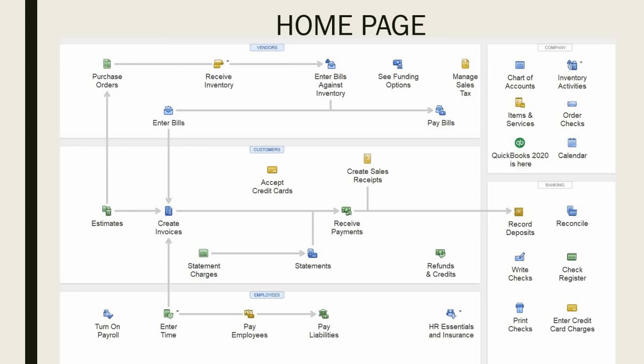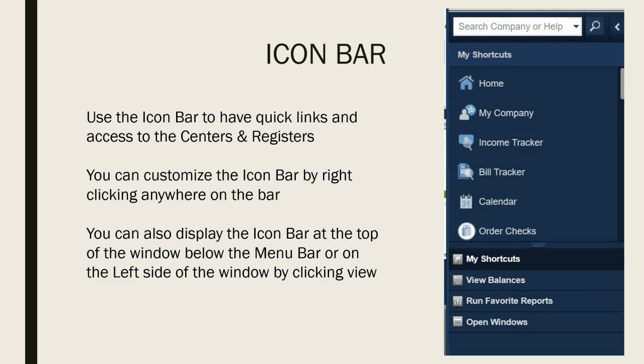Okay, so again, we're going to talk more about the home page, and we're going to be using the home page a lot for the transactions that we go through in each chapter. Okay, so this is the home page. It's a graphic depiction of the flow of a transaction. Okay. Then we're going to talk about the left panel, which is going to be your icon bar.